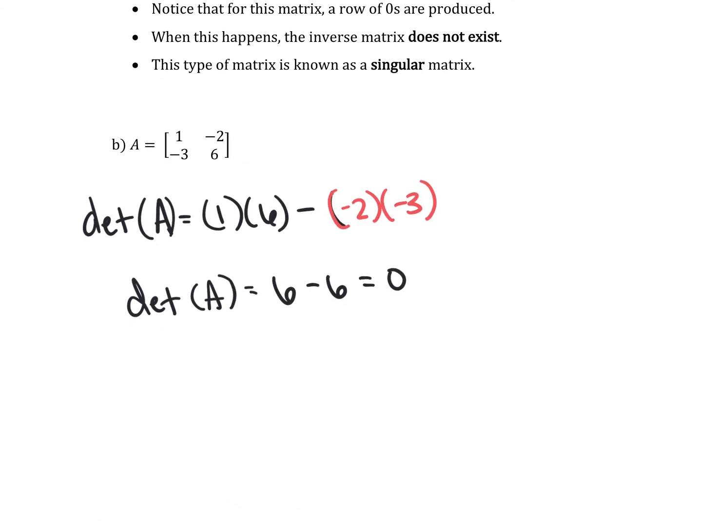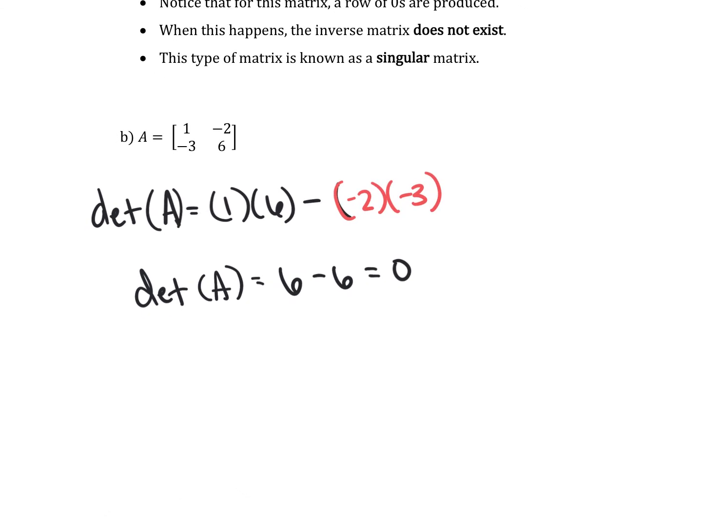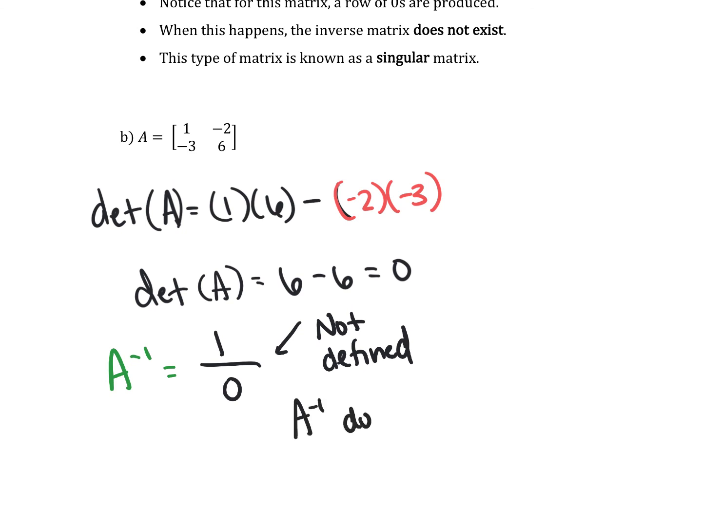So because the determinant is equal to 0, if we try to find A inverse, well, A inverse is set up as 1 over the determinant, so that would be 1 over 0. This right here is not possible. So it's not defined. Division by 0 is not defined. Because of that, the inverse does not exist for this particular matrix. A inverse does not exist. And this is what we refer to as a singular matrix.